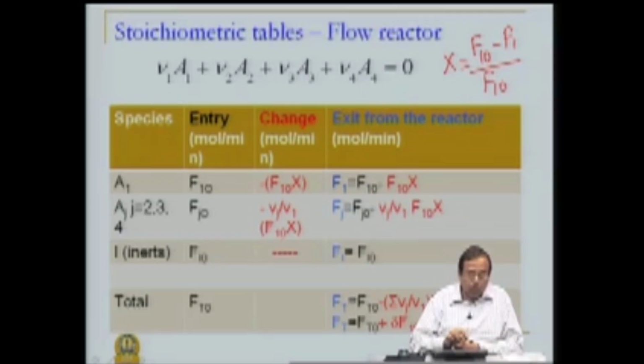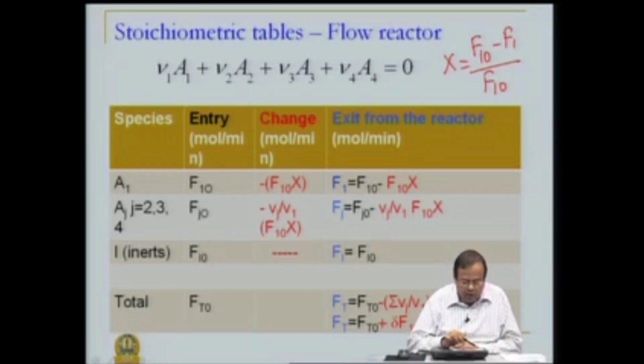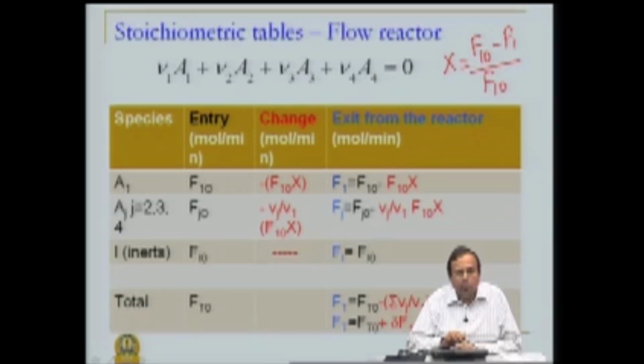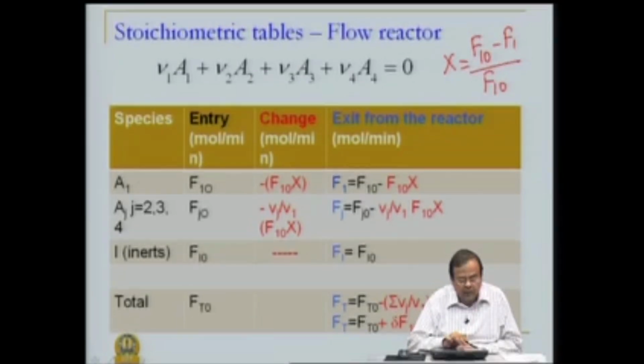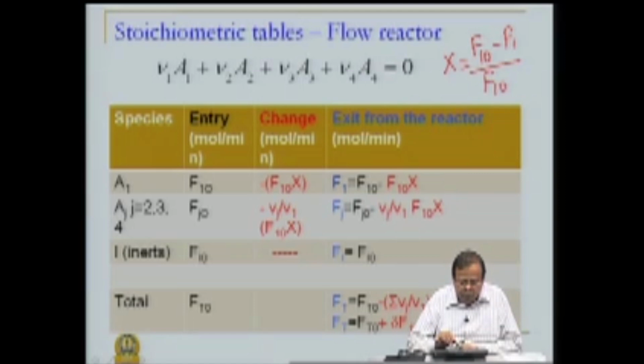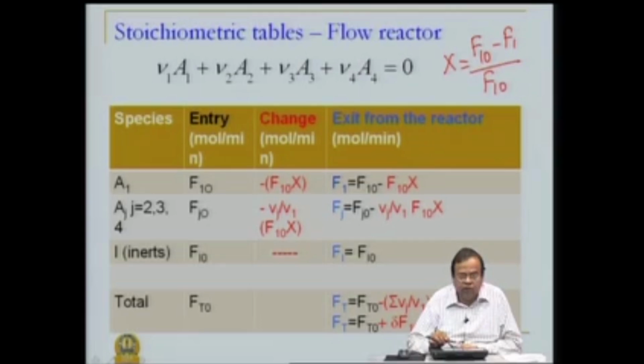So, let us quickly go through this table. It is nothing but bookkeeping of what is happening in the reaction. If I am looking at species A1, then I have F10 that is coming in. What has changed in the reactor is F10 times X, and what is coming out of the reactor, F1, is F10 minus F10 into X.